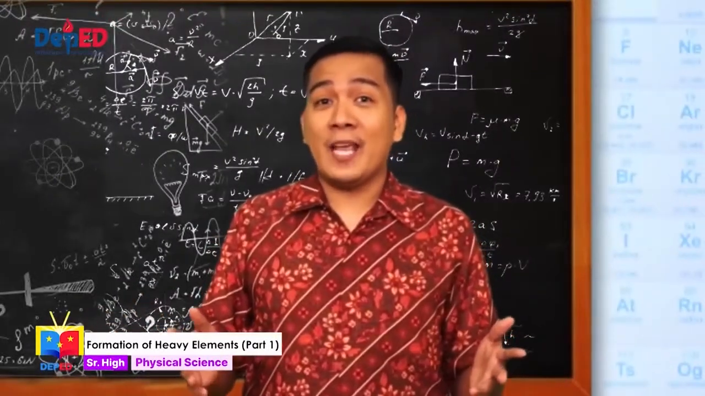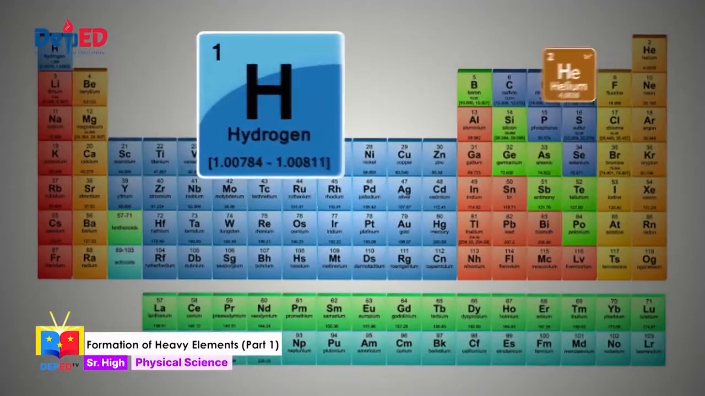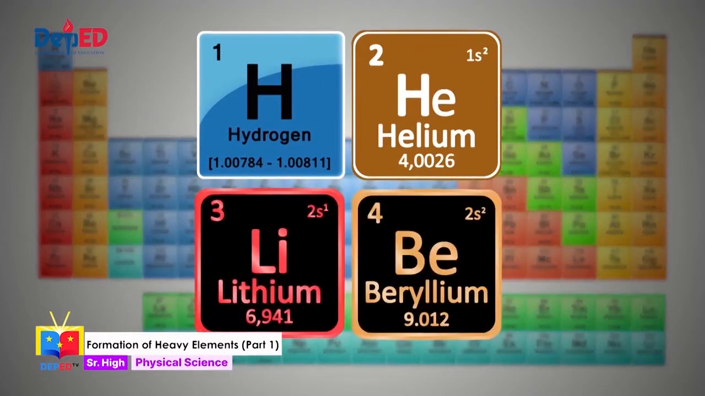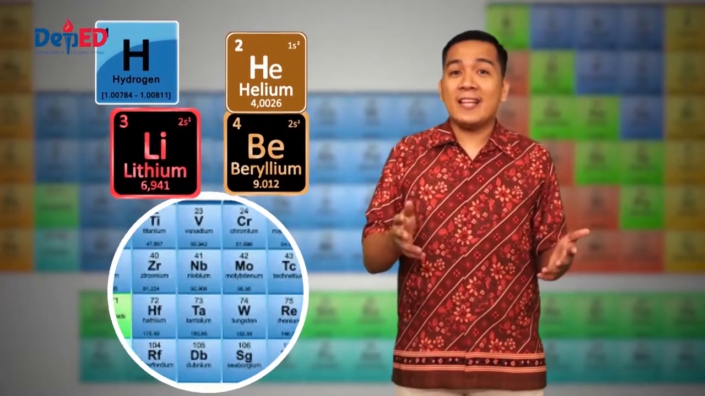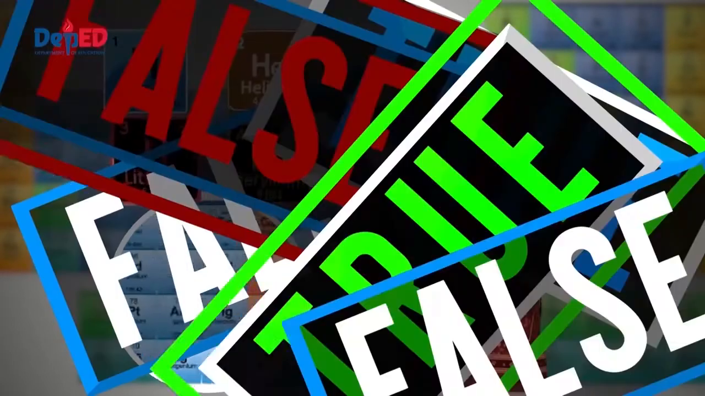If you look at the periodic table of elements, you will notice that the ones at the top are the elements that I mentioned: hydrogen, helium, lithium, and beryllium. This is because these elements are lighter than the ones at the bottom. They are lighter because they have fewer protons and neutrons in their nuclei.